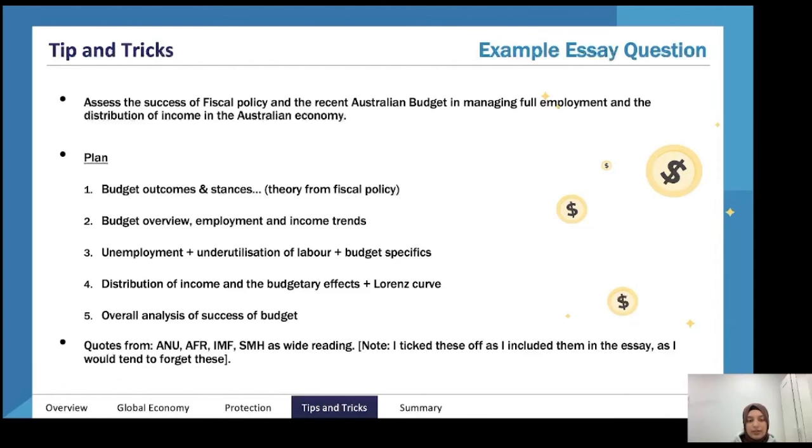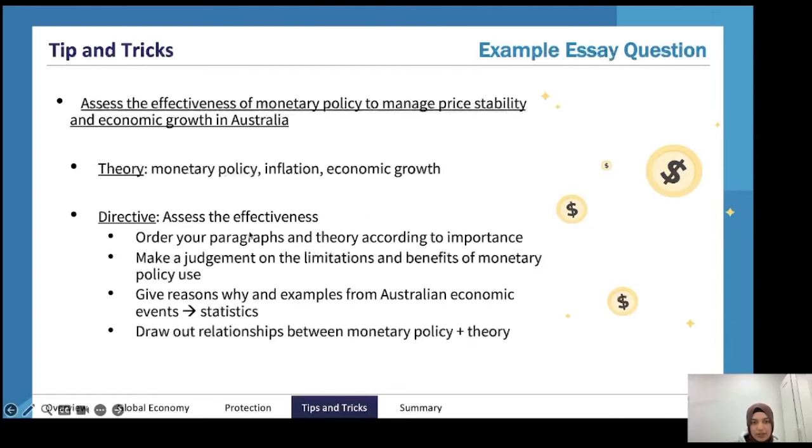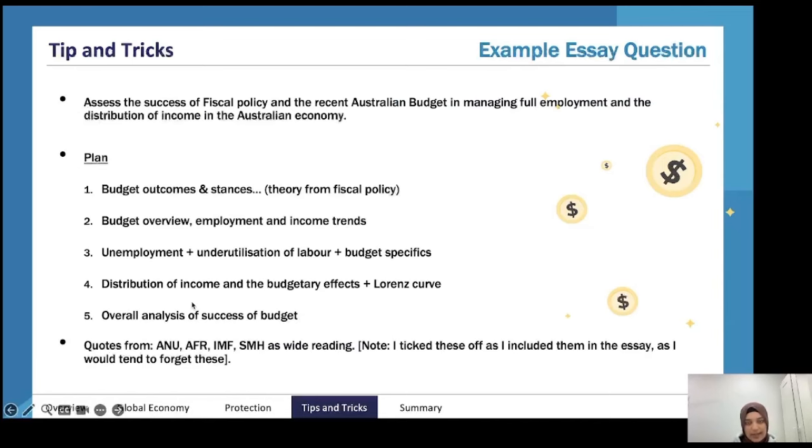And then you have an overall analysis of the success of the budget as well. Essentially that's a little bit of a plan of what you can talk about in terms of assessing the success. Again, assess the success. You do want to have a similar concept of the directive that we've talked about here. So hopefully you've got that down.